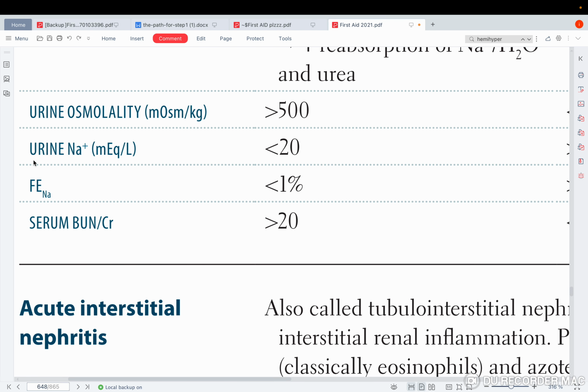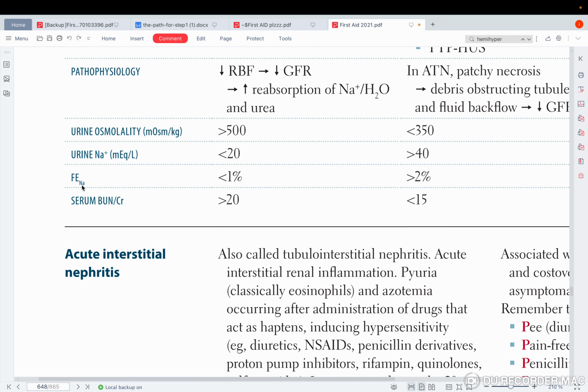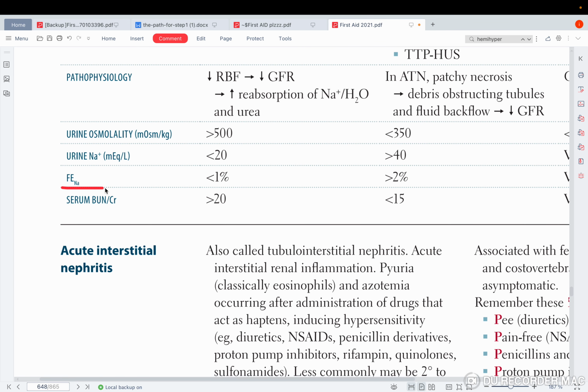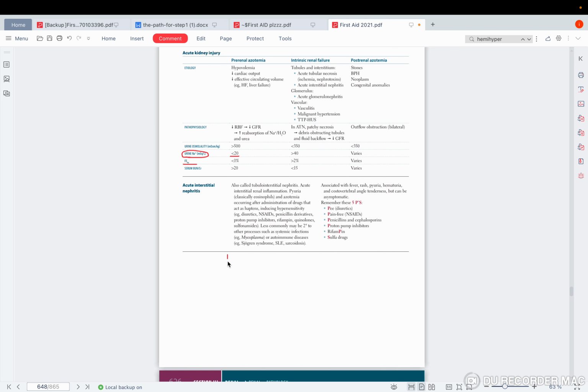FeNA. Somebody asked, what is FeNA? Fractional excretion of sodium. You're like, what the hell is fractional excretion of sodium, man? Well, wait a second. The reabsorption of sodium in the before one led to reabsorption of sodium, so the sodium concentration will be low. The fractional excretion of sodium is what?